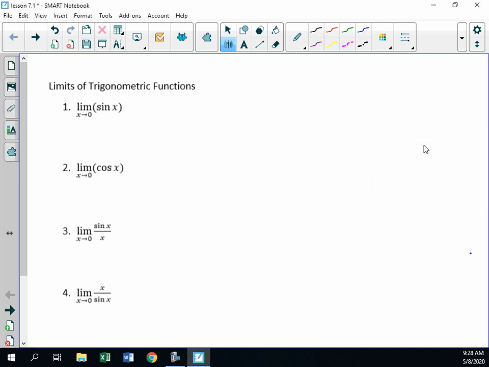Okay, welcome Math 31s. Today we're going to go all the way back to our second unit, which was limits, and we are going to do limits of trig.